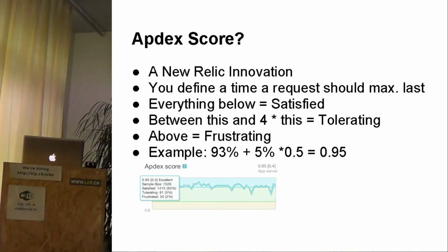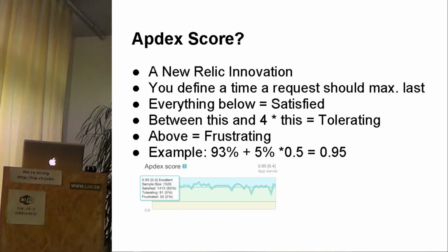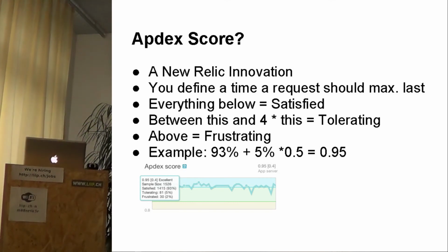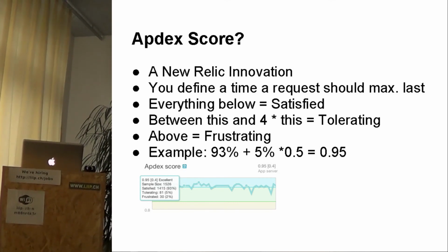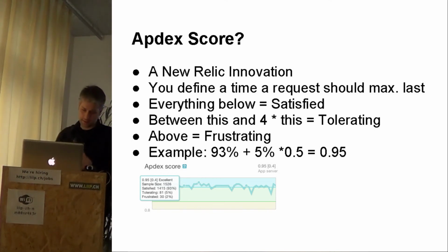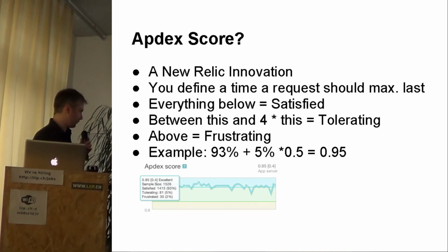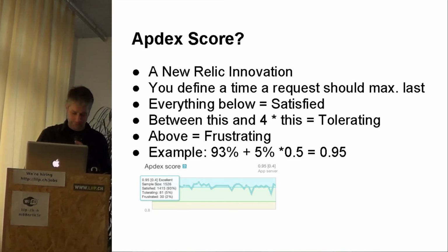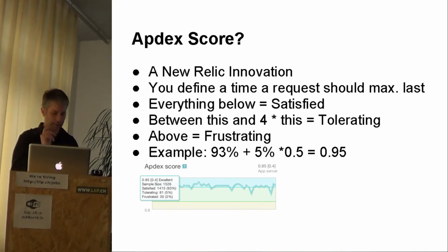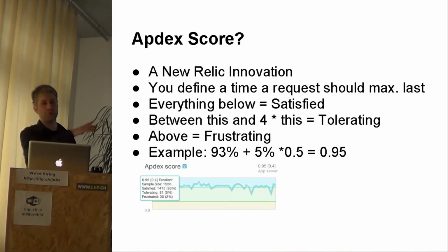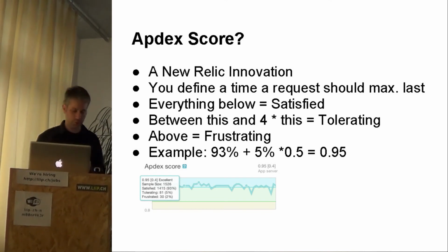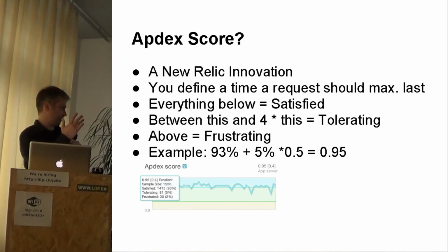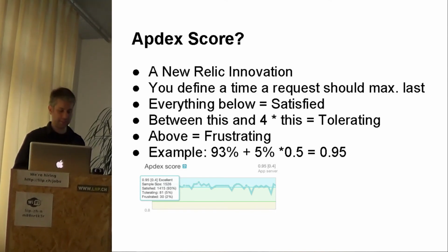So in this example, I had 1,500 visitors, 1,400 got it in less than 0.4 seconds, 80 in less than 1.6 seconds, and 30 in more than 1.6 seconds. That gives that Apdex score of 0.95. That's quite a useful value to see how the experience of your visitors is, how many people get the site fast and how many don't.